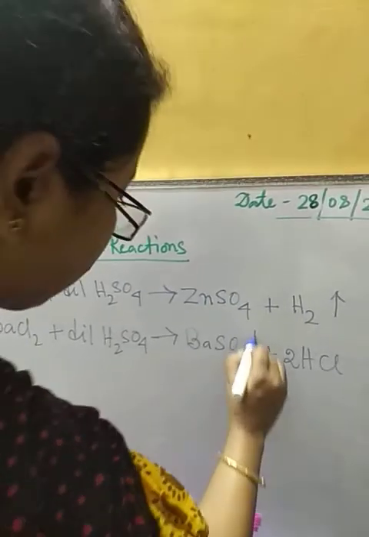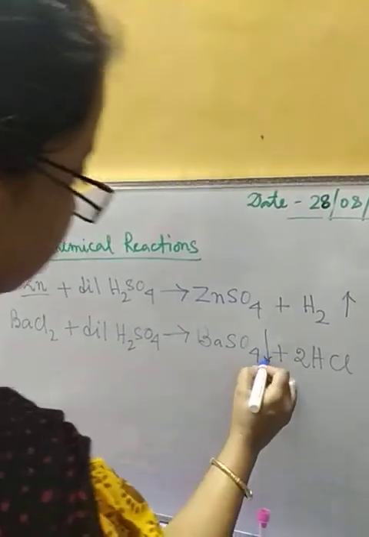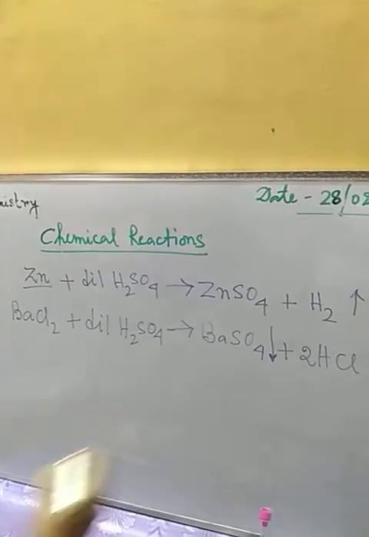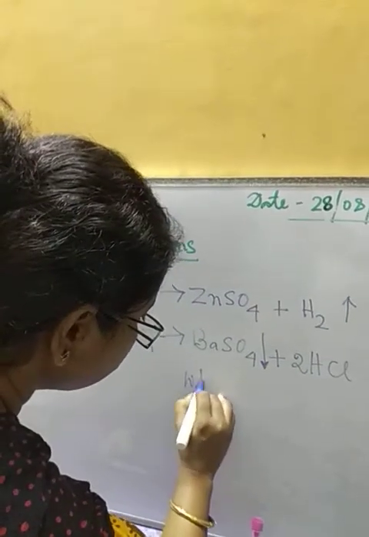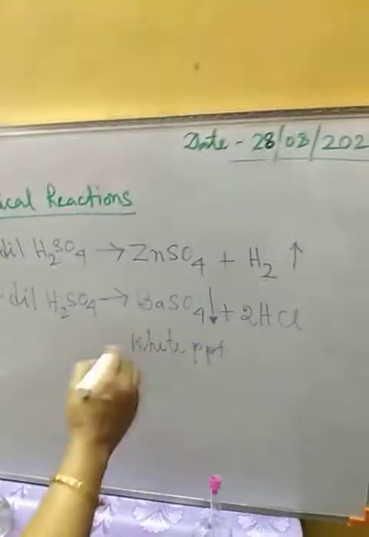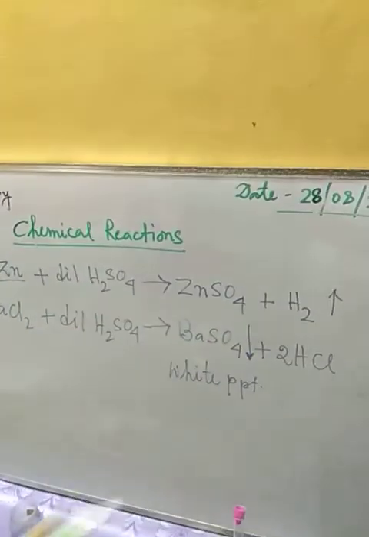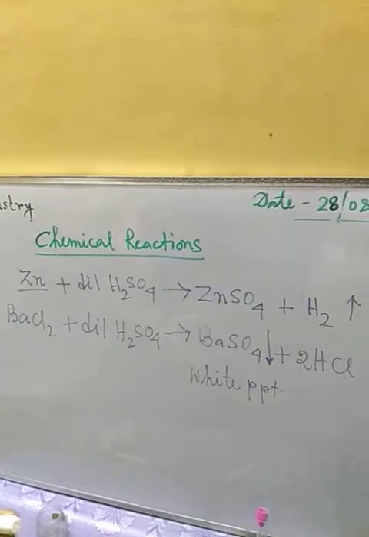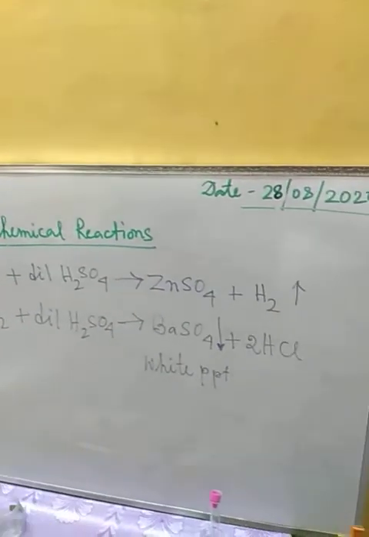This barium sulfate will form as a precipitation, a white precipitation, which we write as PPT in this manner. So a white precipitation we are getting in the form of barium sulfate. So this reaction we are going to do now.